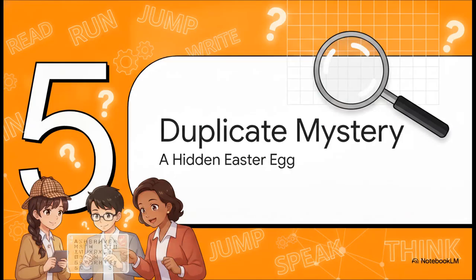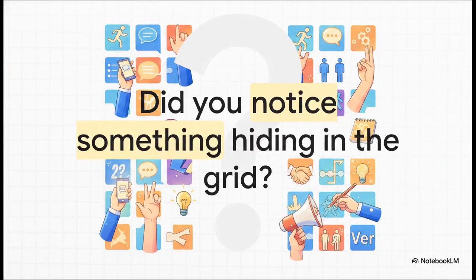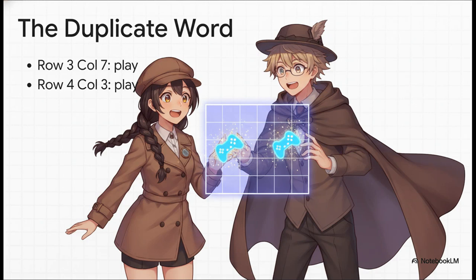All right, Section 5, the duplicate word mystery. So I want you all to put your detective hats on for a second. Language learning can be rigorous, for sure, but there is actually a fun, hidden Easter egg right in the middle of this list. While we were analyzing this, pulling out physical actions and communication tools, did you happen to notice something a little quirky hiding in this 5x10 grid? If you're incredibly eagle-eyed, you might have caught it.